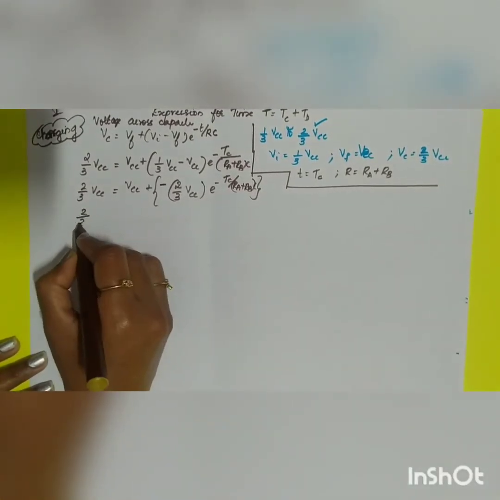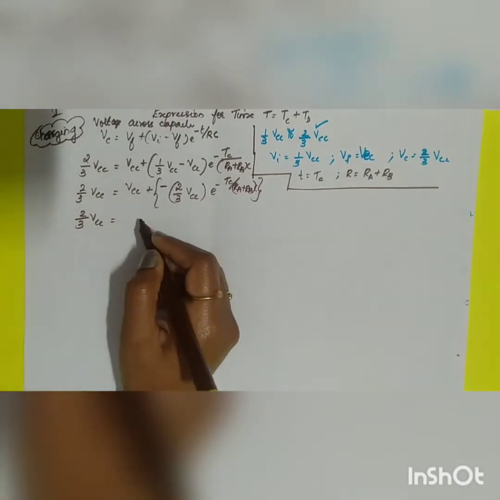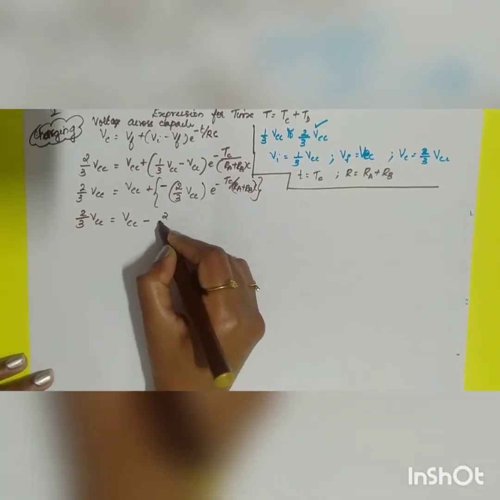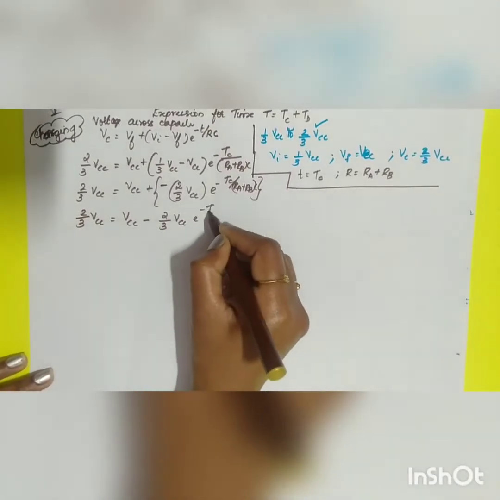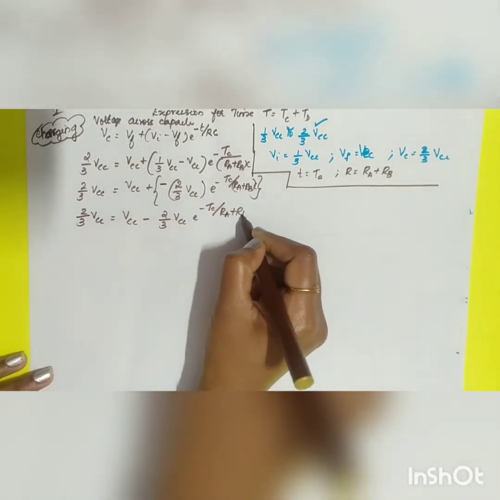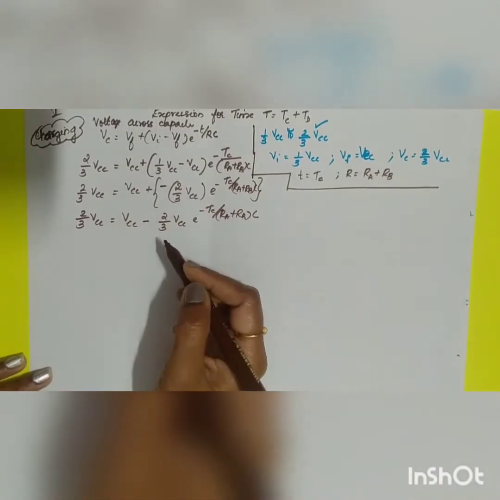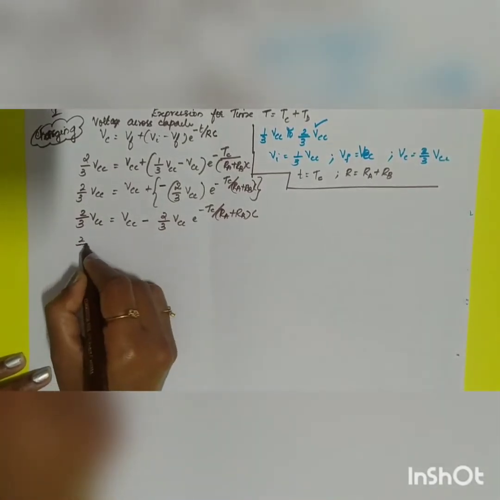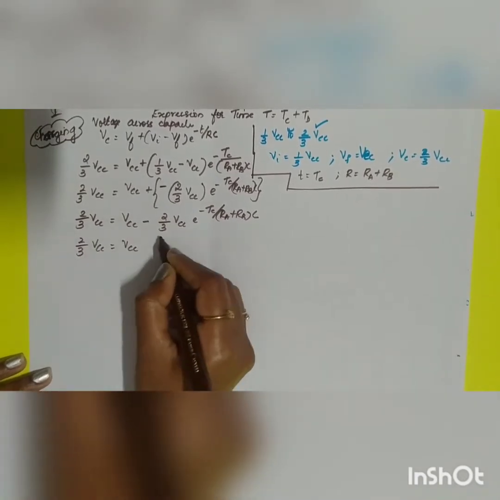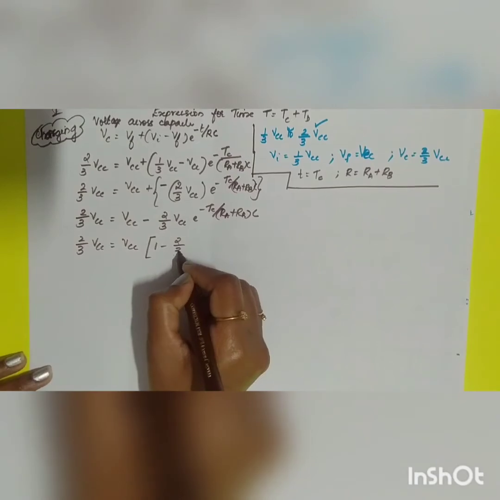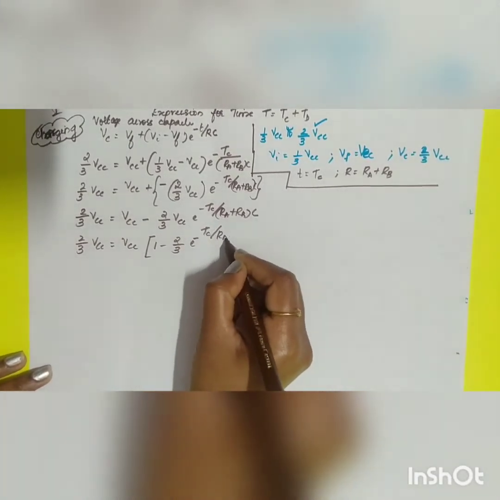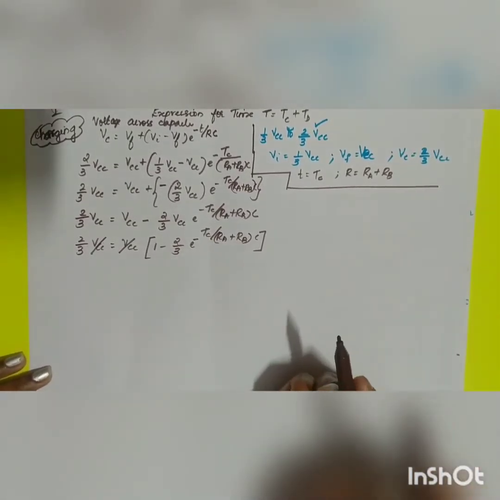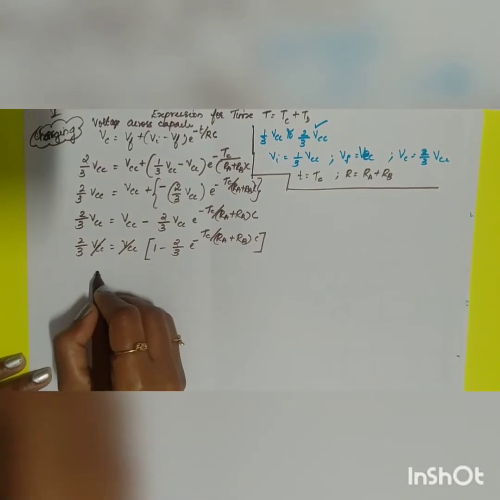So this will be your value. What will be your next step? 2 by 3 VCC is equal to VCC plus minus 2 by 3 VCC into e power minus Tc divided by (Ra plus Rb) into C. Here I can take VCC as common, so 2 by 3 VCC is equal to VCC times (1 minus 2 by 3 into e power minus Tc divided by (Ra plus Rb) into C). VCC will get cancelled, so the value you are getting is 2 by 3.